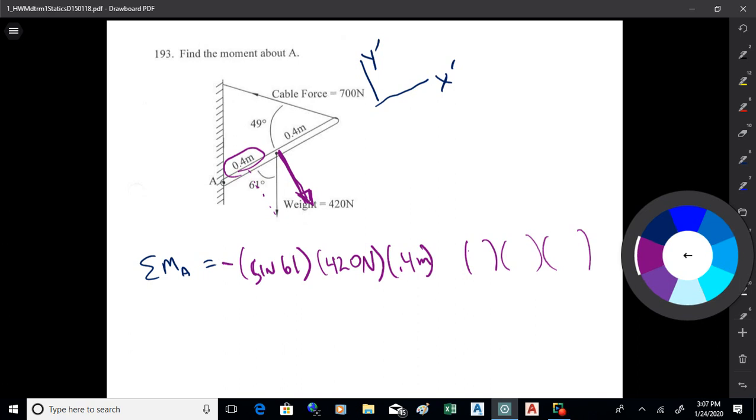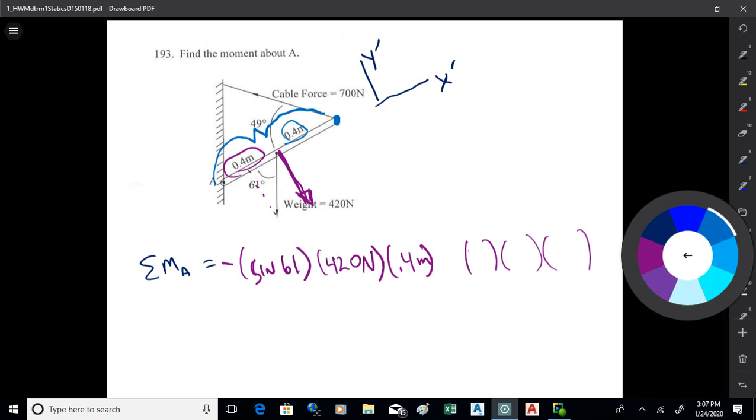We good with that? We got any questions on what I'm up to there? One thing I would caution you on is the moment arm out here. If you want the moment arm there, remember it's not 0.4 because you're taking the moments about A. So that moment arm would come all the way from A to that point.